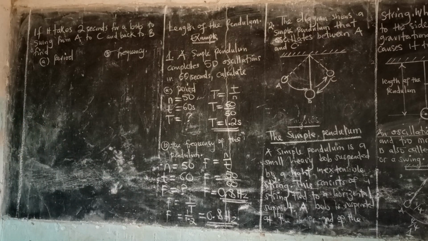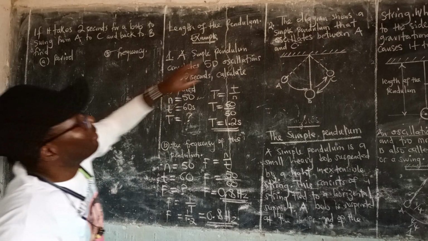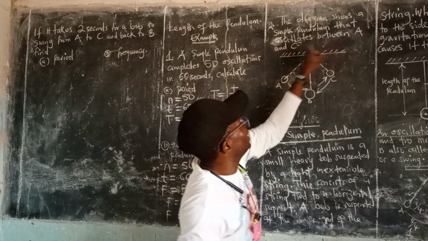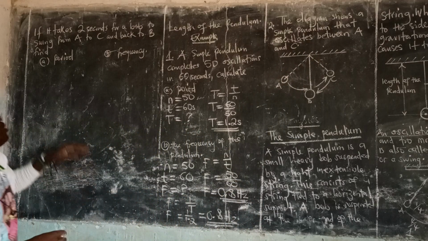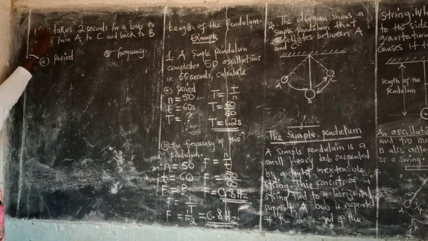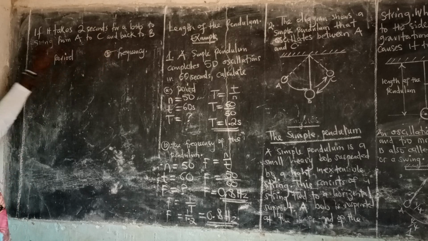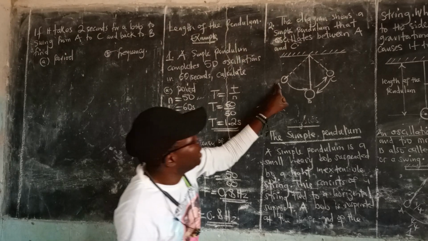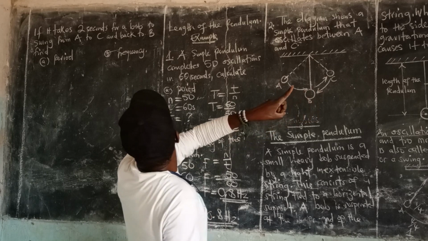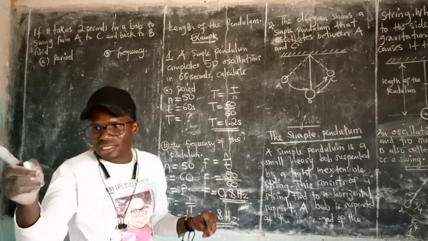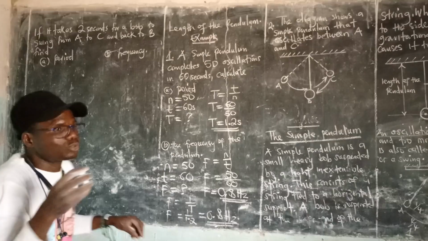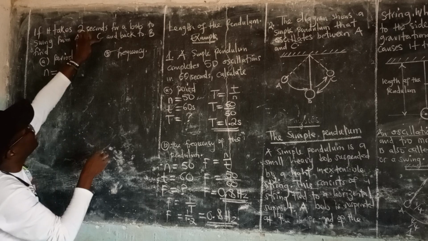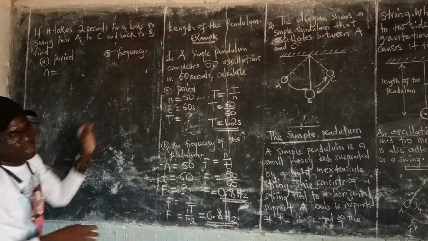Now, the exercise. The diagram shows a simple pendulum that oscillates between A and C. If it takes 2 seconds for the bob to swing from A to C, and from A to C and back to B, how many seconds is it taking? 2 seconds. Now we're supposed to know how many oscillations there are from A to C and back to B.